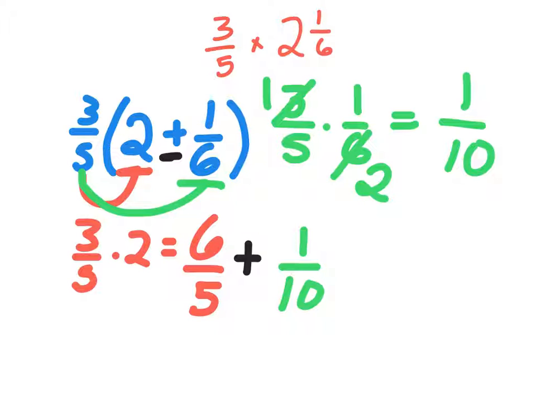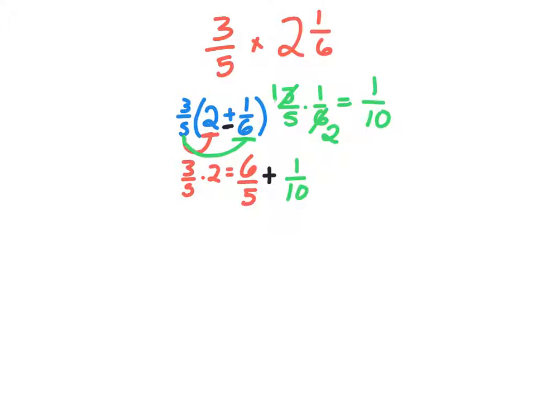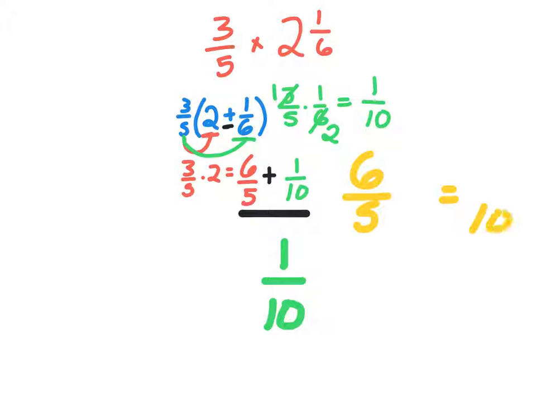So we need common denominators. Our common denominator is going to be 10. Well, 1/10 already has a denominator of 10, so I'm going to leave that just the way it is. But I need to change 6/5. Now, how am I going to change 6/5? What can I multiply by to get our denominator to be 10?